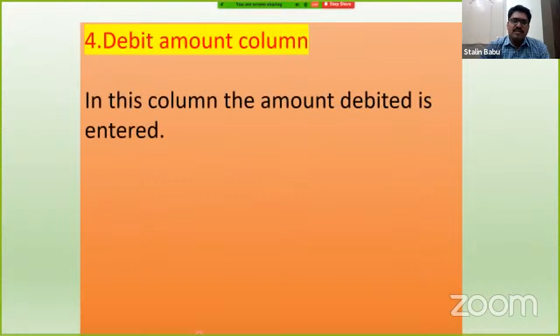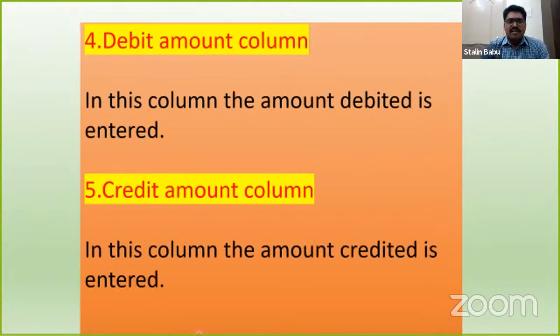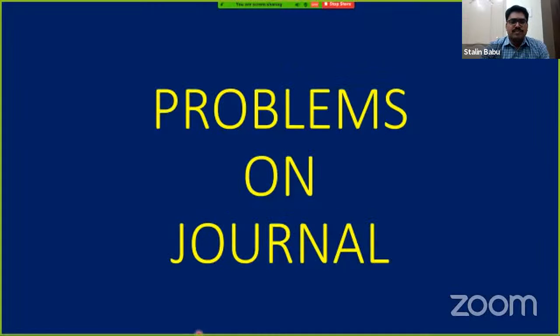The fourth one is the debit amount column. In this column, the amount debited is entered. And finally, in the credit amount column, we enter the amount credited. So there are 5 columns: date, particulars, LF, debit amount, and credit amount.